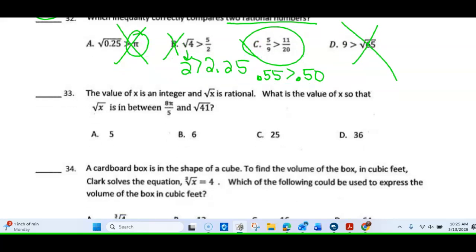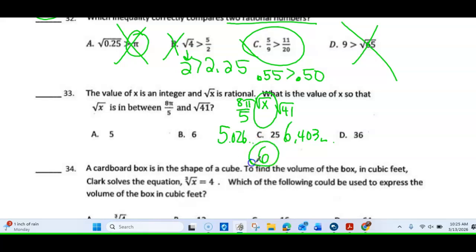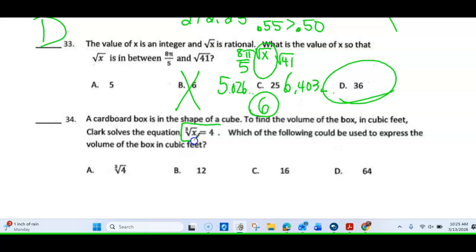We had ones like the next one on our notes. We had it on our homework. You're going to see it on your test. 8 pi over 5, square root of 41. We need the square root of something to be in between here. 8 pi over 5 is 5.026... Square root of 41 is 6.403... That means the whole number is 6, but we don't want to pick that because we want the square root of 36 to be 6. That is letter D.